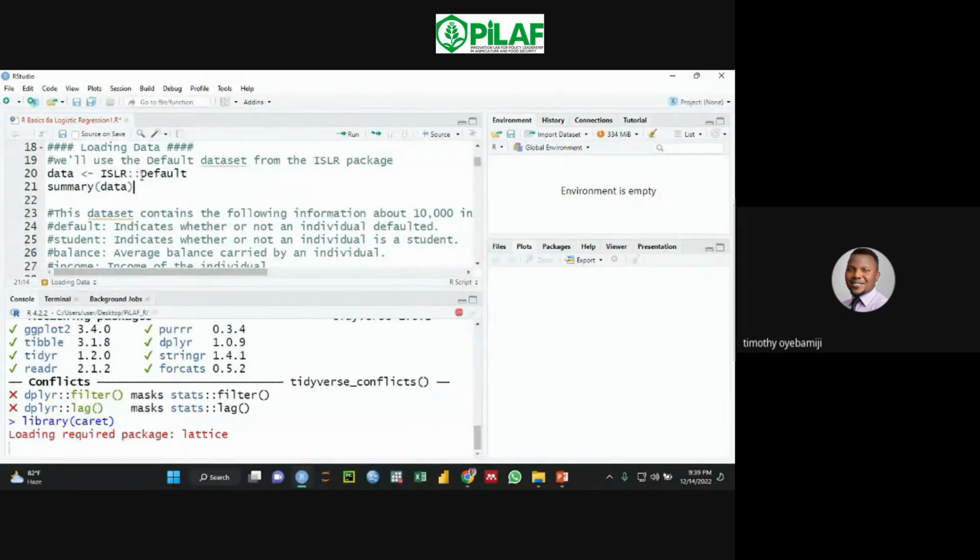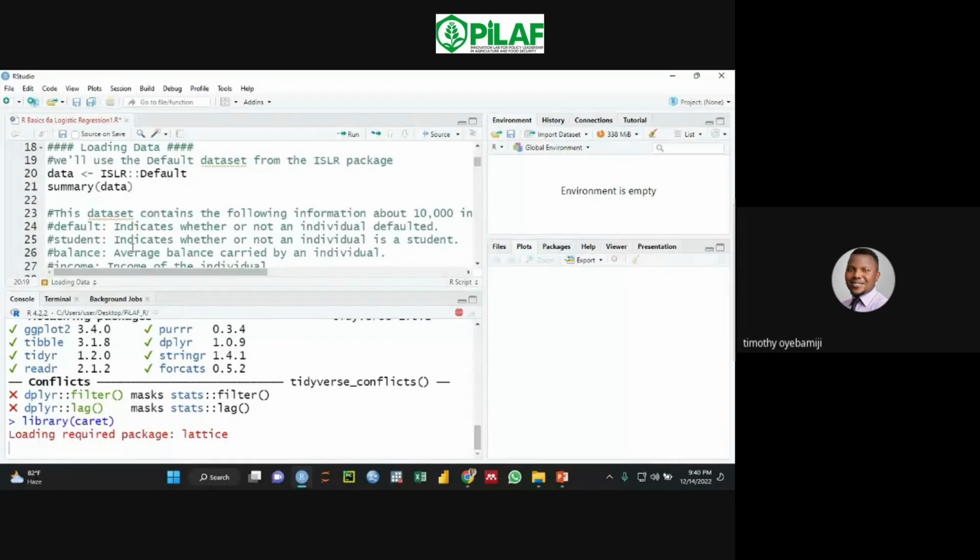So we are using the data from the ISLR package. We are passing this data inside the ISLR package. The data is called Default, and we are passing it into an object called data. Then we are running summary of data. I'm just waiting for my caret to finish loading, so that's why I'm explaining the data sets in advance.